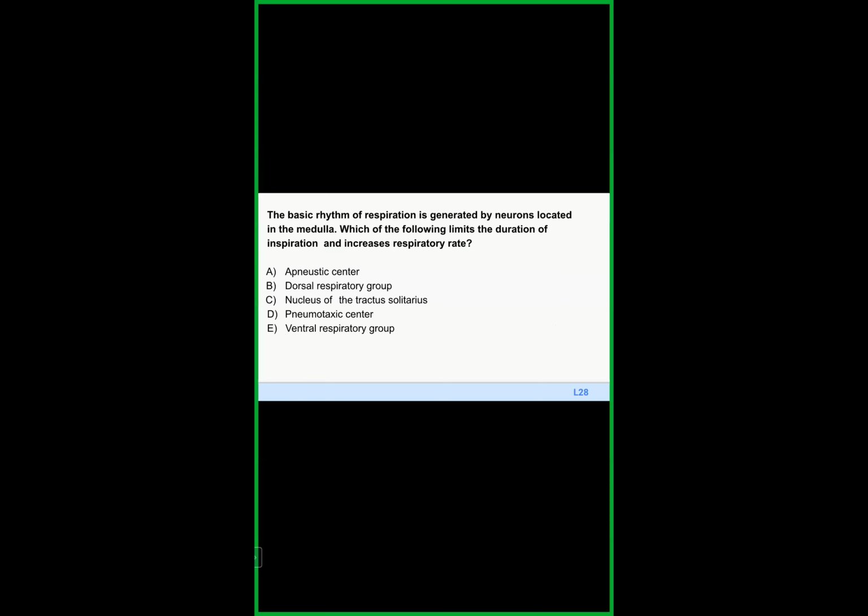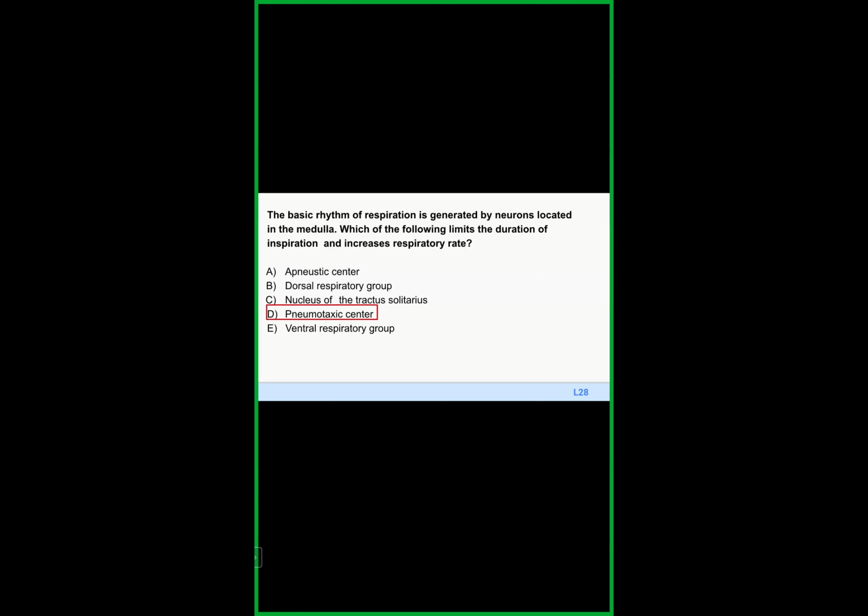All right, great. Last question. Woohoo! The basic rhythm of respiration is generated by neurons located in the medulla. Which of the following limits the duration of inspiration and increases respiratory rate? Okay, we got D. Great, you guys are correct. It is D. And I'll quickly go over the other ones.